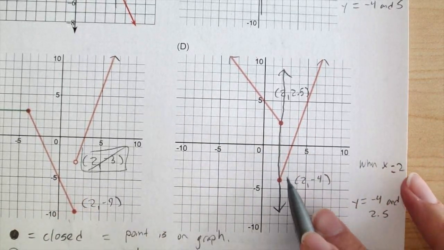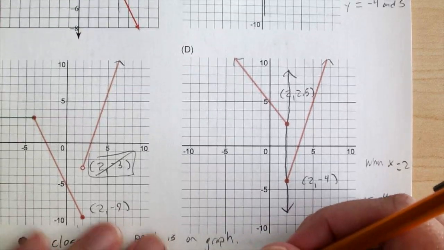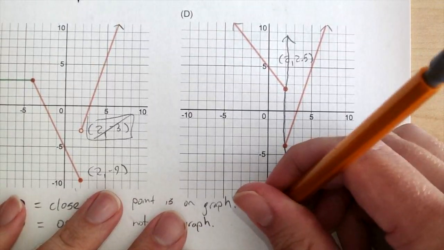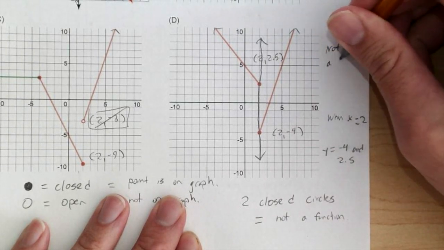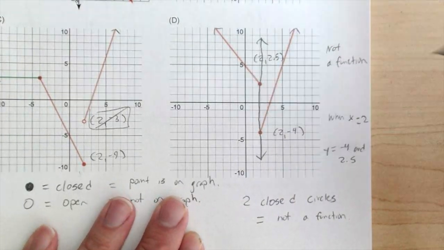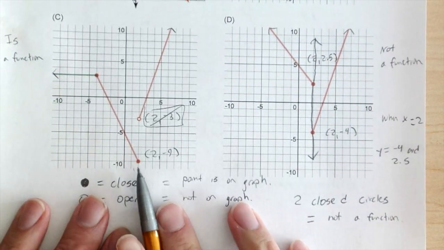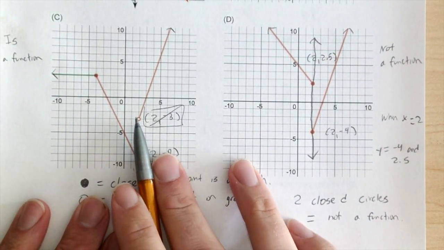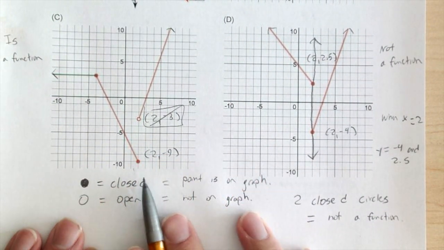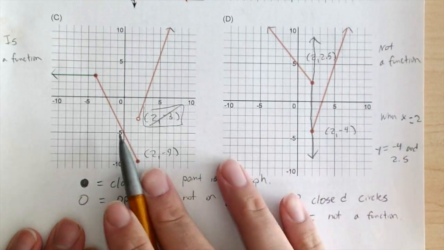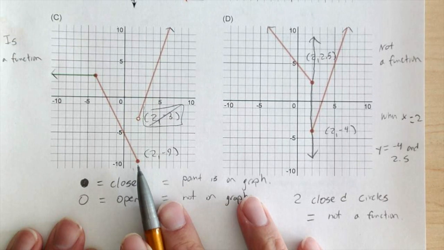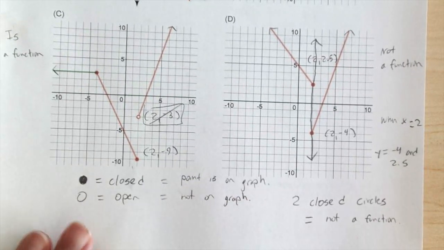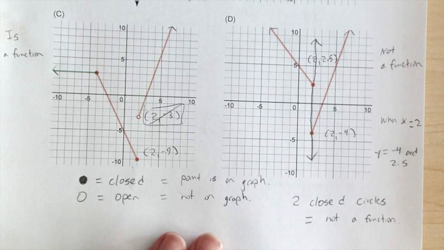My line's not perfect, but think that it hits this point twice, and it can't hit any x value twice. So because we have two closed circles equals not a function, okay? And so this is not a function. This one passes the vertical line test because it is this point and it's not that point. So two closed circles doesn't work. One closed circle is good. And actually two open circles, so no closed circles, works as well. But we're going to get into that in a second.